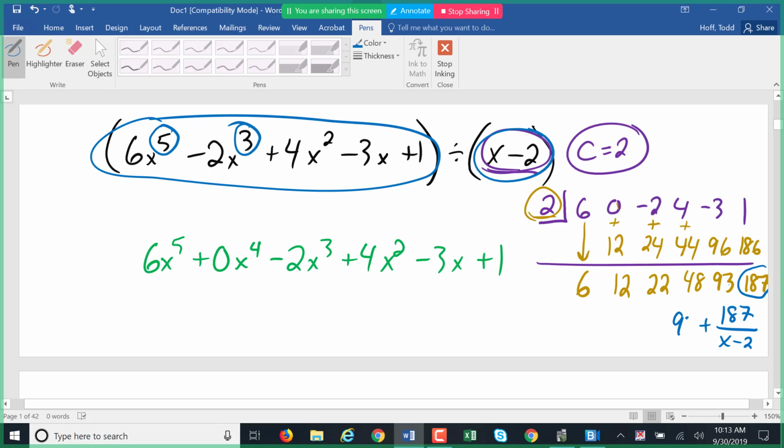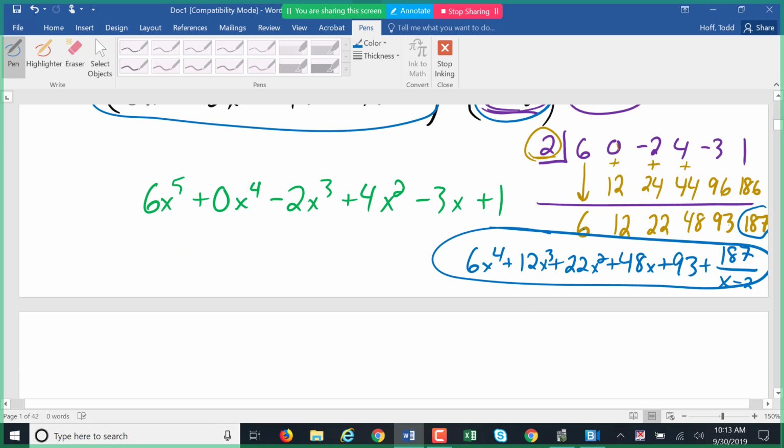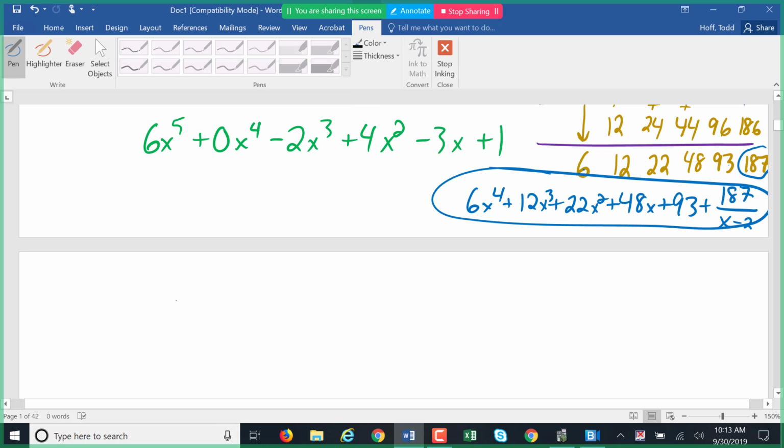The 93 is our constant term. It's positive. 48 is our x term. Positive. 22 is our x squared term. Positive. 12 is our x to the third term. And 6 is our x to the fourth term. So that's our answer. Even if we were going to do the long division, we needed that 0x to the fourth in there.